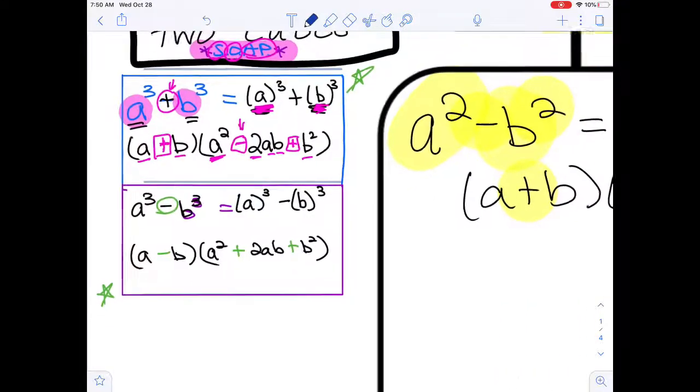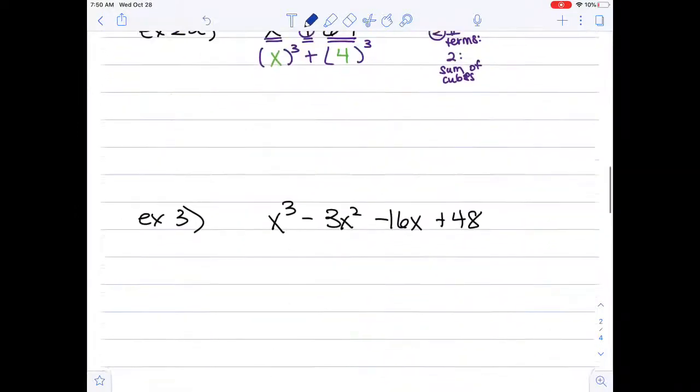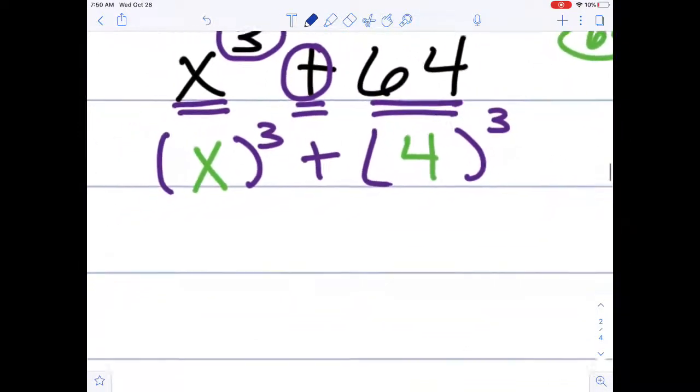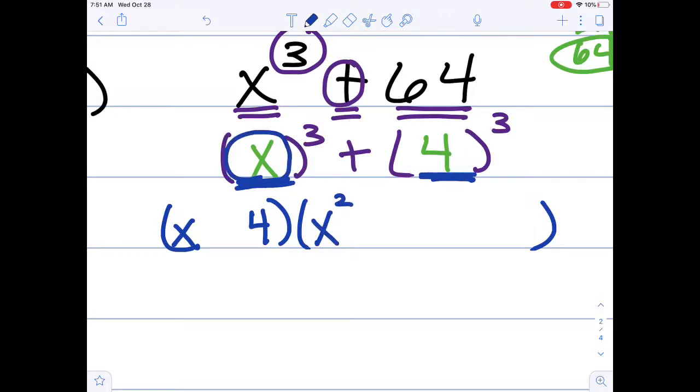Remember, SOAP: a squared, 2ab, b squared. So we're going to set that up. Here we go. We're going to set up a binomial times a trinomial. We take our a term, goes here. Our b term, which is 4, goes here. Our a term is squared in the front of this, and then we put 2 times both of these terms, so 2 times x times 4. And then we have this last term squared goes here.